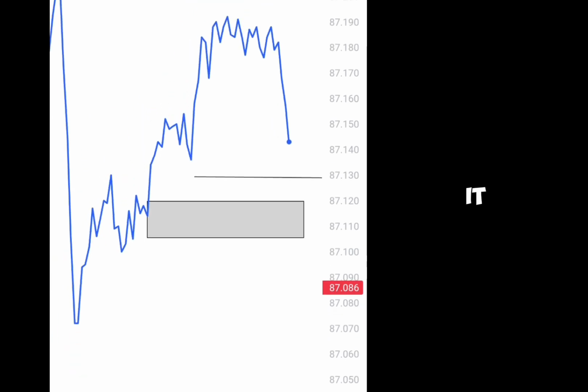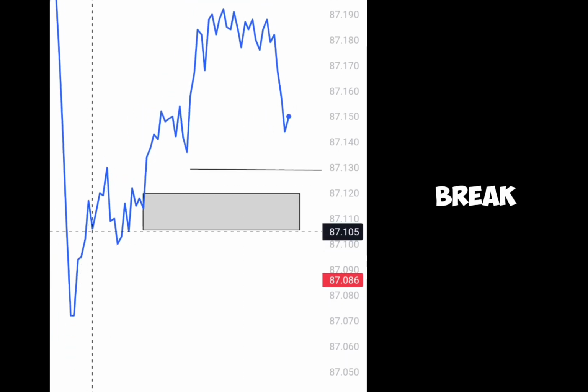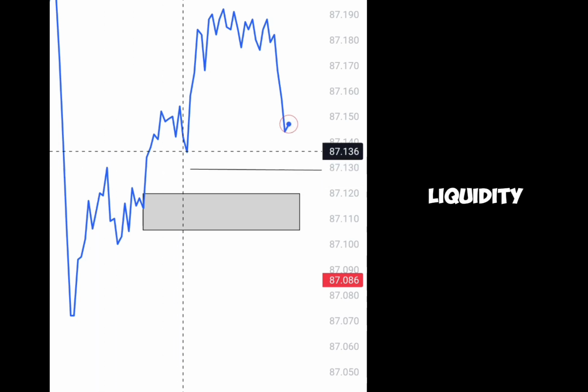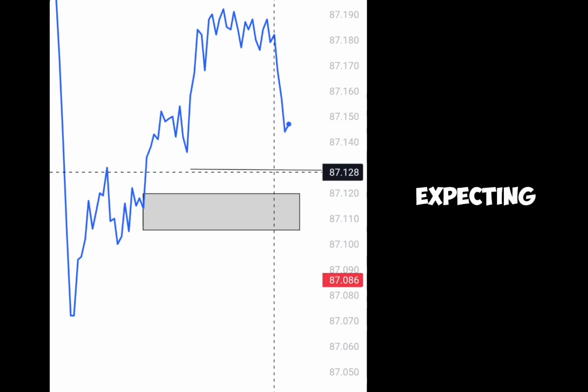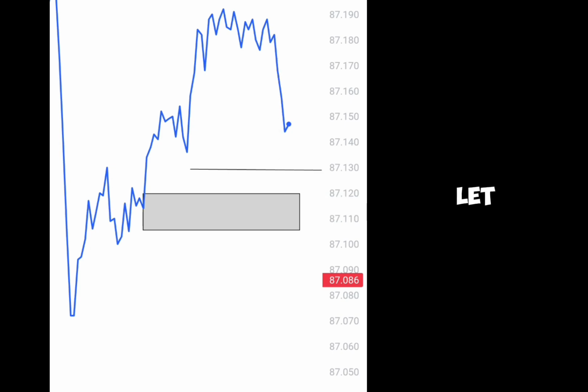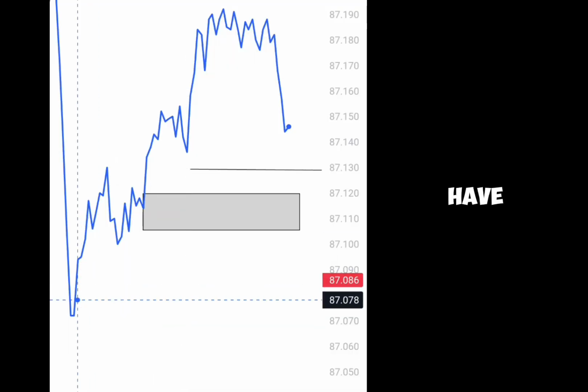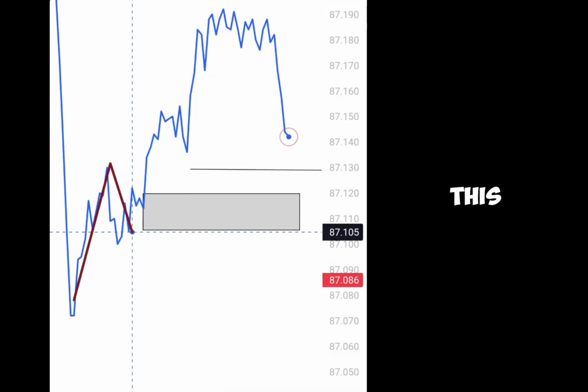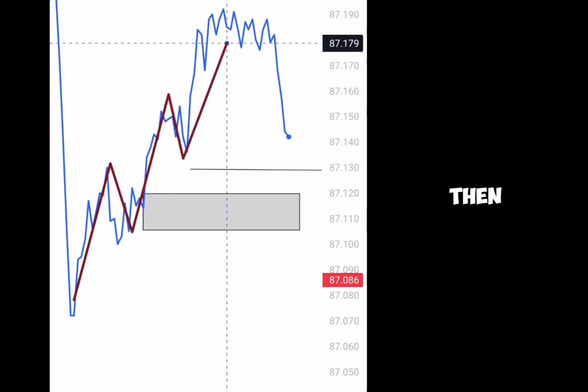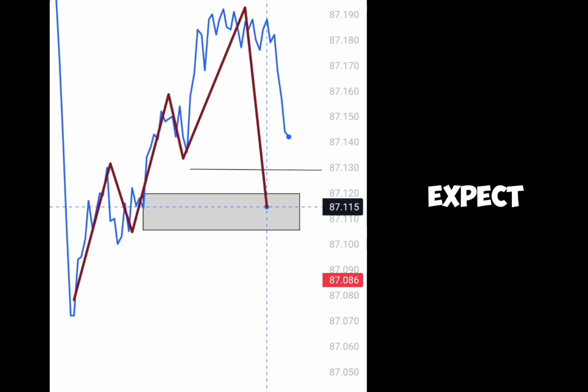All right, that's it. So you can see we have the break of structure right there. We have the liquidity right there. And then we're expecting the market to come down here. So let me just draw it out so that you can see. So we have this, this, this, this, this, and then we have a push down. And then I expect it to go up.